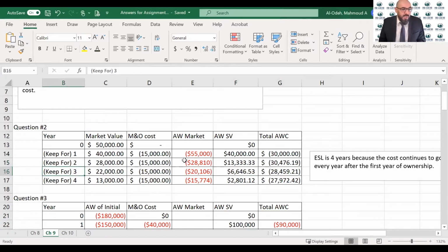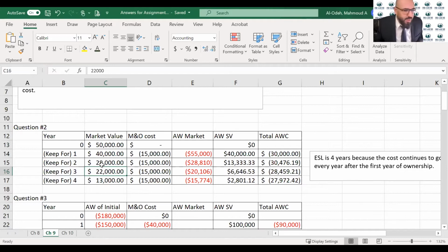Now moving into year 3, we're going to keep this for 3 years. What is the initial cost? We still have the 50,000. What is the salvage value? It's 22,000. The maintenance and operational cost, 15,000. Again, we're dealing with the 3 values. One is the initial cost, which is going to be constant all the years, 50,000, no change. All we need to do is to find the annual worth over the 1 year, 2 years, 3 years, or 4 years. And the salvage value, it's also here.